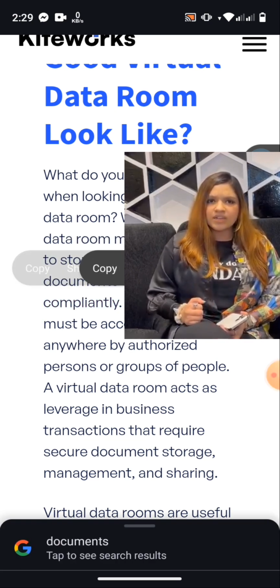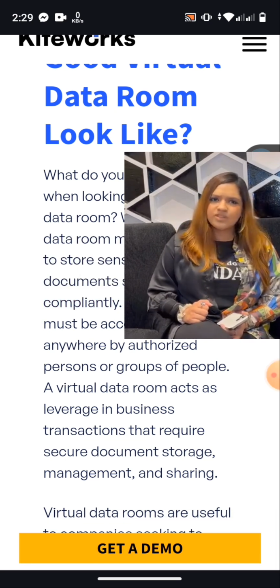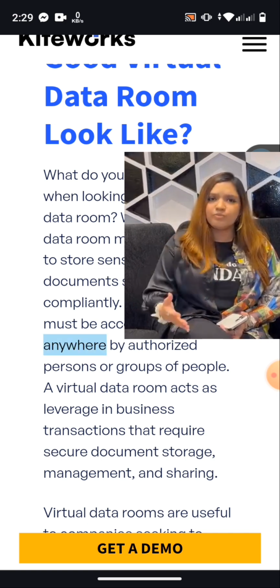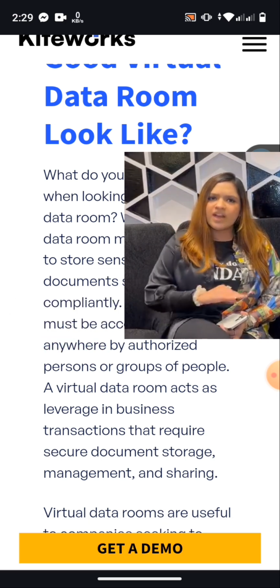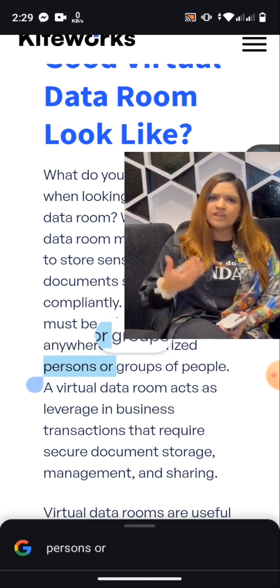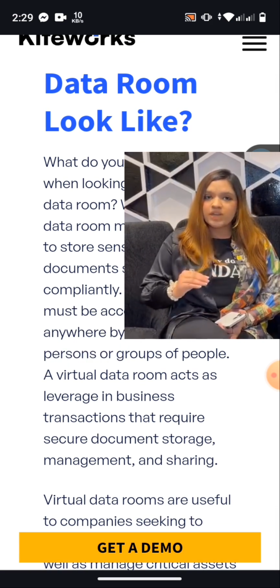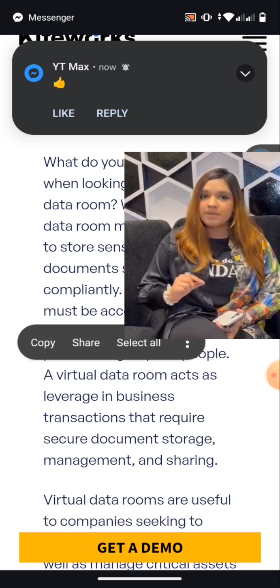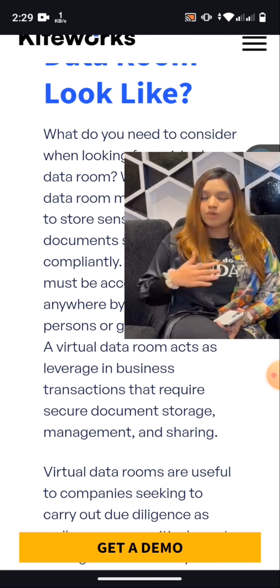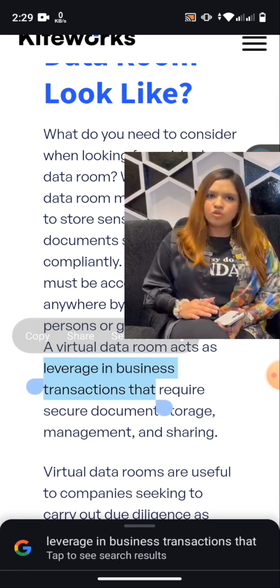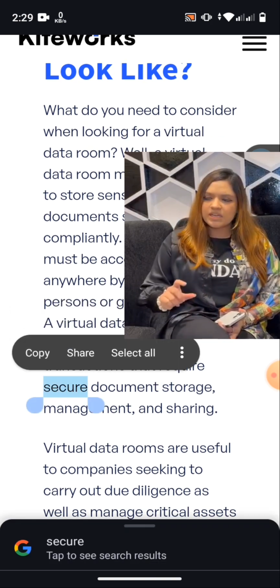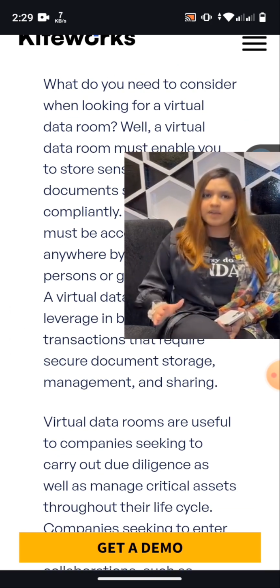The documents must be accessible from anywhere by authorized persons or groups of people. A virtual data room acts as a level in business transfer, providing required secure document storage, management and sharing.